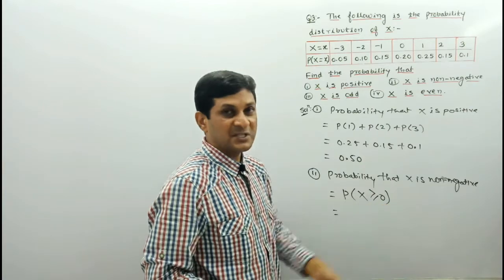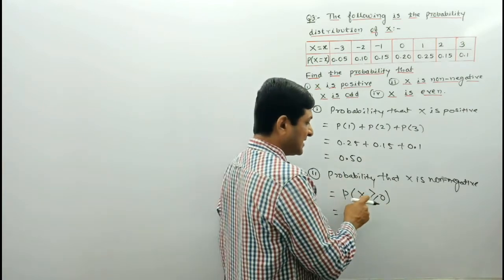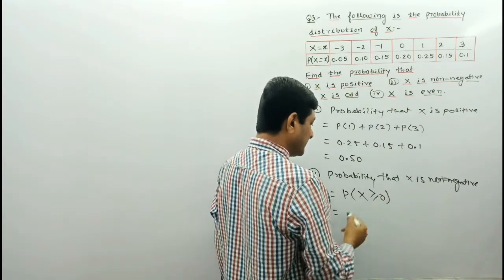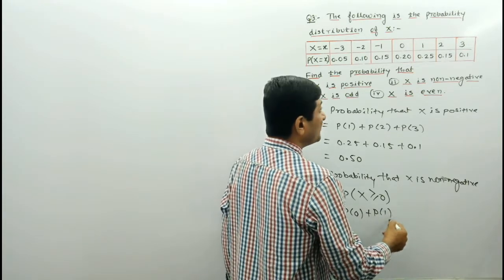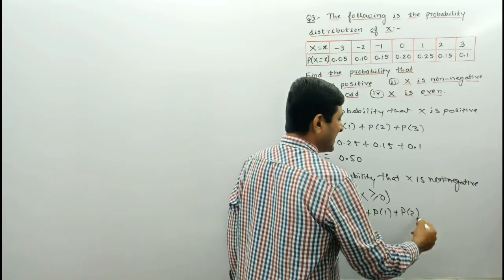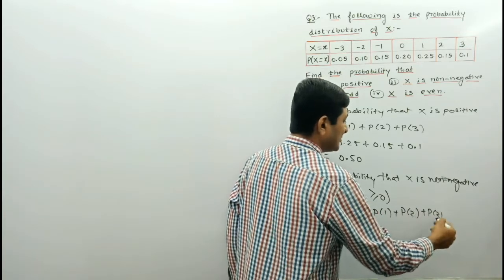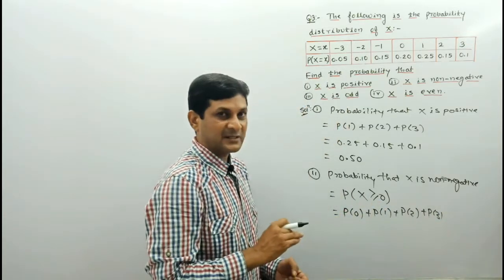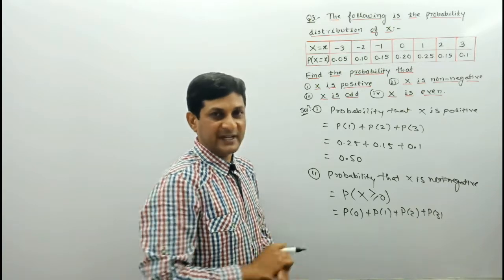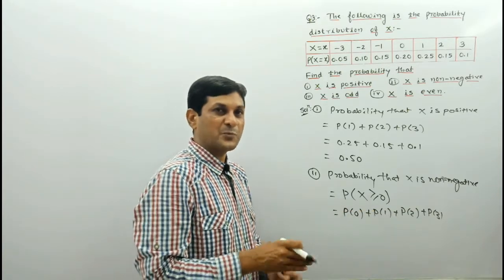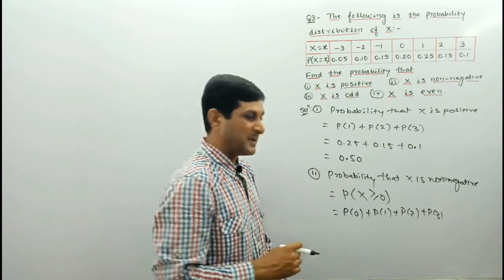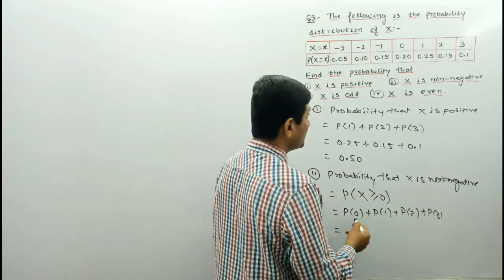Greater than 0. So this is our required probability, and in this case how many values of X satisfy this condition? 4. So P of 0, again P of 1, then P of 2, and lastly P of 3. These are the 4 values of X which are non-negative. So that's why we can say that the addition of these 4 probabilities will be our required probability.